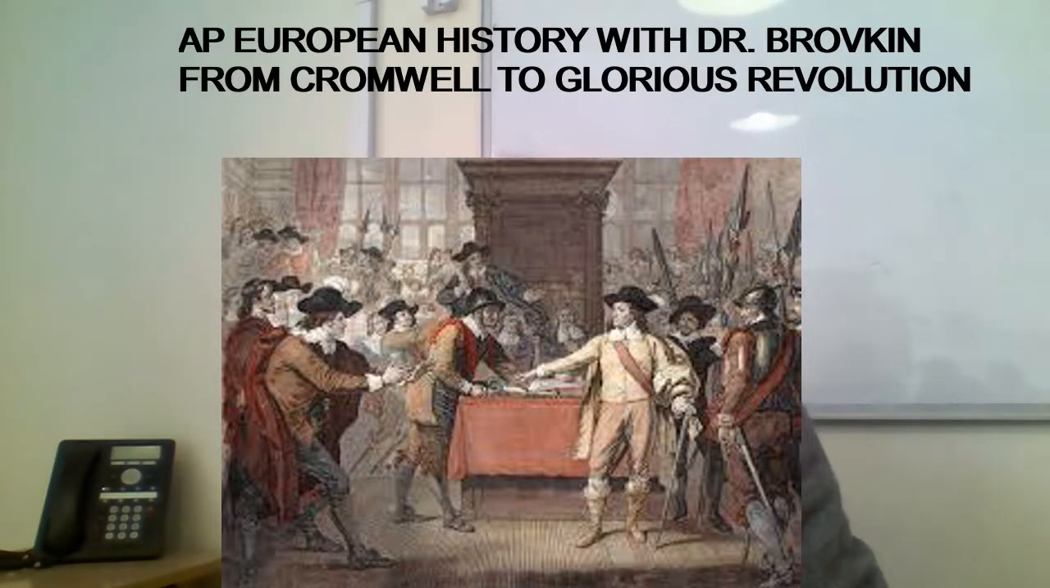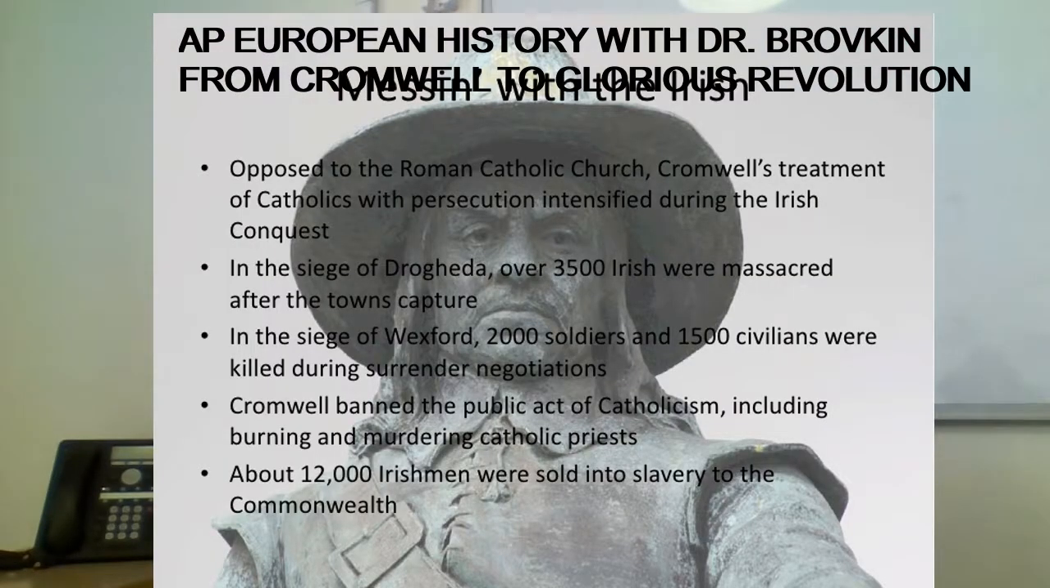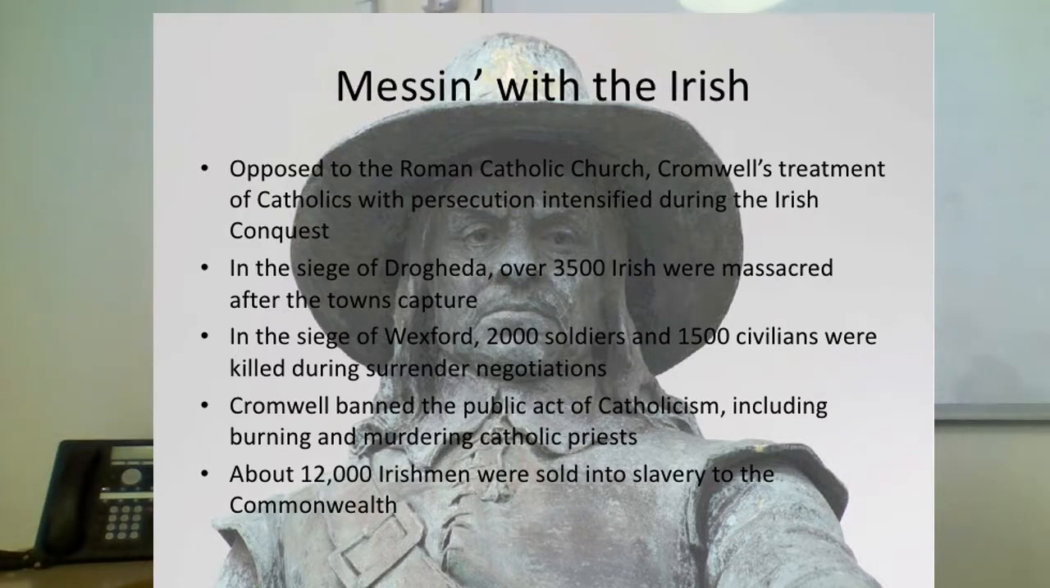AP European History with Dr. Brovkin. We continue to study the English Revolution and Civil War. Last time we focused on the rule of the Lord Protector, Oliver Cromwell. Today I want to comment a little bit about the assessment of his rule and some of the things that happened during his rule, and then move to the final topic of this discussion, which would be the period of restoration of Charles II and James, leading to the Glorious Revolution.